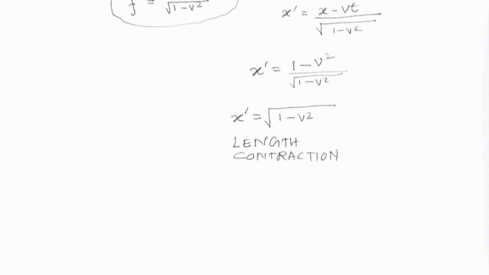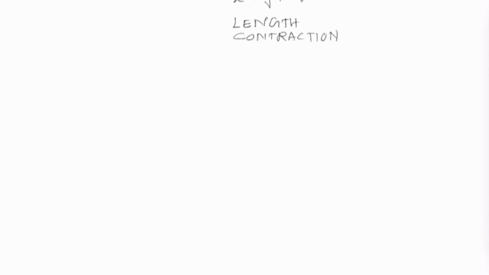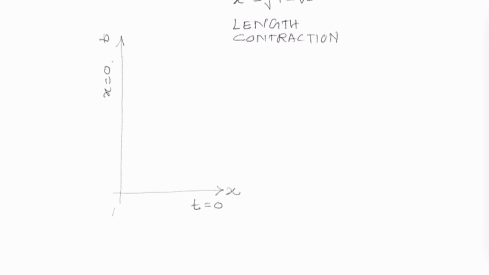Let's look at what happens to the time when the observer is moving. This is x, t equals 0. And this is t, x equals 0. This is your frame of reference. And this is me, x equals vt. I am carrying a clock with me.